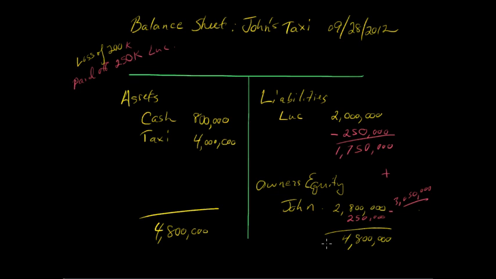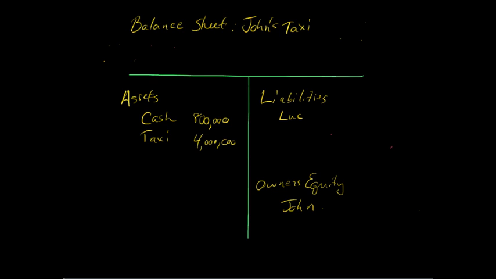Now let's imagine that John actually operates for 3 more months, and during that period of time he actually turns profitable. So he goes from having a loss in the first 3 months to actually having a profit in the next 3 months, and a profit of 100,000. And let's see how that profitability of 100,000 impacts this balance sheet.